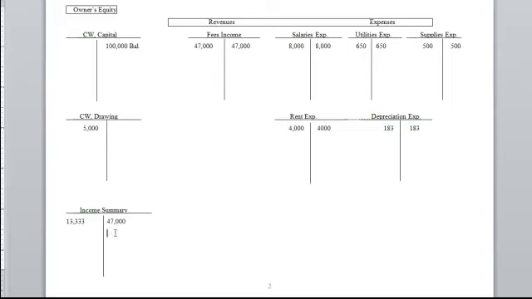So in order to close this account, I actually need to debit it for $33,667. Okay? So I'm going to close out the income summary account into the owner's capital account. To close this account, I had to debit income summary. So to credit, I'm going to go over here to the capital account and credit the capital account $33,667. All right, so that's my third closing entry.